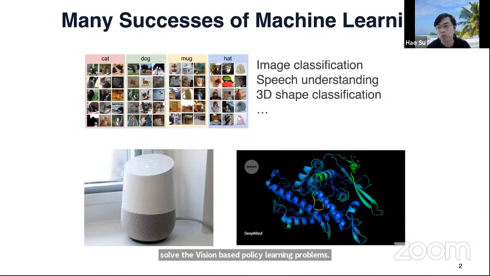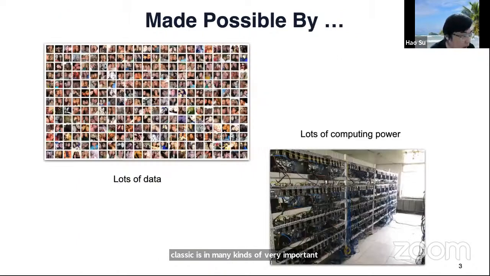First of all, let us review the success of the machine learning framework. In the past decade, we have witnessed a lot of success for the machine learning framework. We've seen that we could use neural networks to solve image classification, speech understanding, shape classification, many kinds of very important application problems. These problems are solved under the common framework, but we need a lot of training data and a lot of computing power.